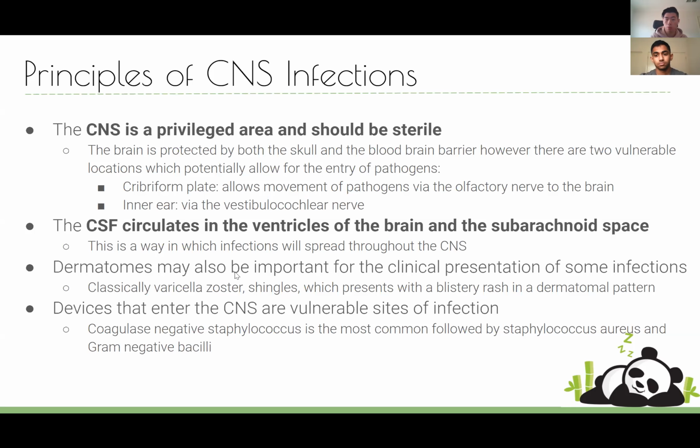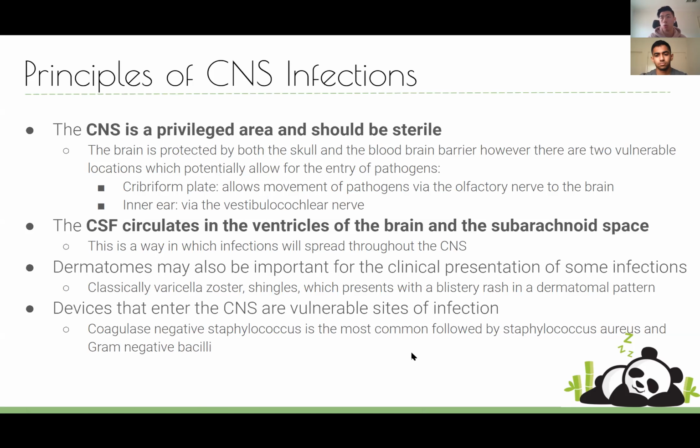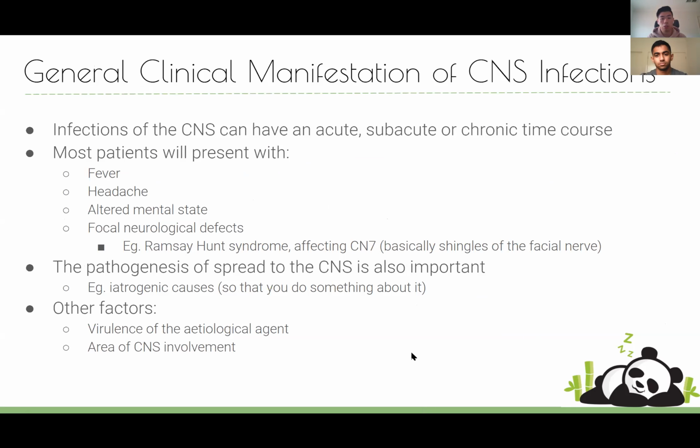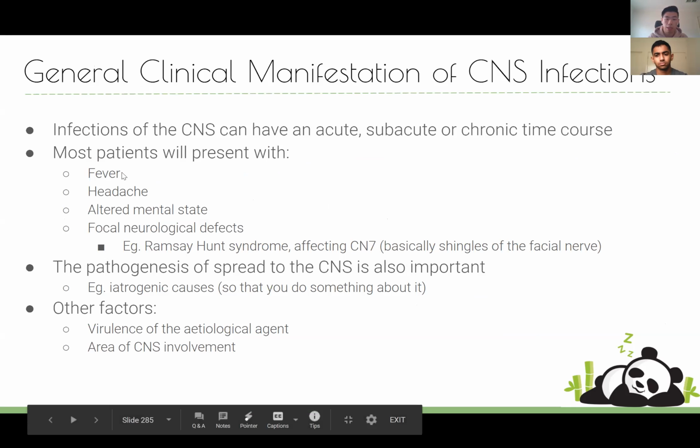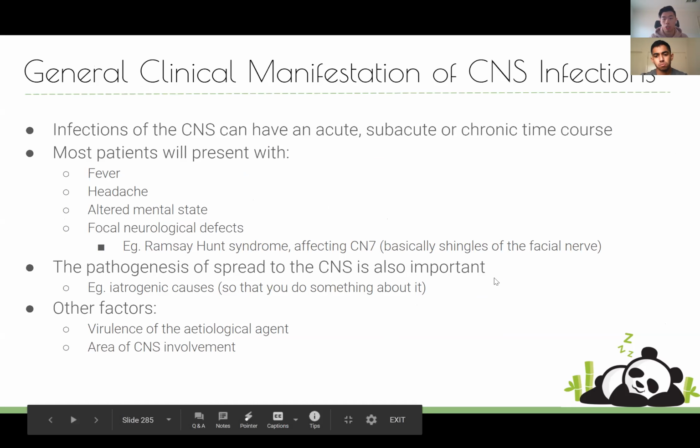For dermatomes, we're looking mostly at shingles, causing that rash in a dermatomal pattern that causes the pain. In terms of general clinical manifestations, they have different time courses, but generally speaking, they'll have a fever, a headache, altered mental states, and focal neurological deficits. We'll go into specifics in terms of conditions, obviously going through meningitis and encephalitis and the like. You also get focal neurological effects, such as Ramsay-Hunt syndrome, which is just shingles of the facial nerve, basically.